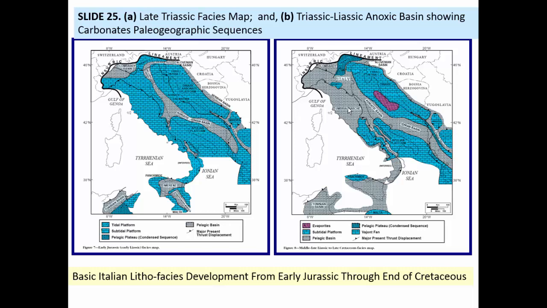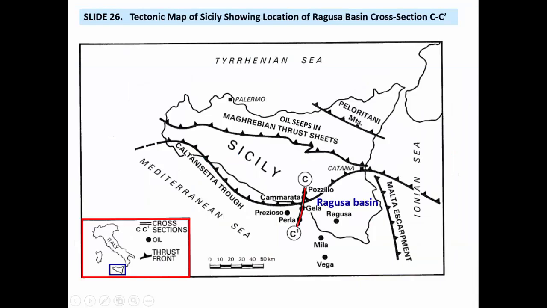Italians have put out a pretty good map series for publication because they're trying to get other people to come into Italy and do some exploration. This is early Jurassic here through the end of Cretaceous, I believe, over there. I'm going to go through these rather rapidly because I have a lot of slides.